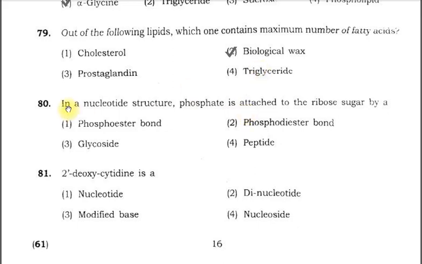Question number 80. In a nucleotide structure, phosphate is attached to the ribose sugar by number 1, phosphoester bond. Number 2, phosphodiester bond. Number 3, glycoside. Number 4 is peptide. So this is a very simple question, and I know you know the correct answer, and the correct answer is option 2, phosphodiester bond.